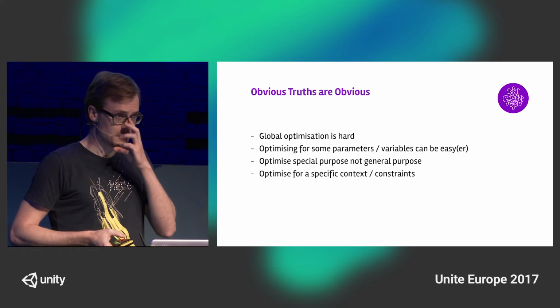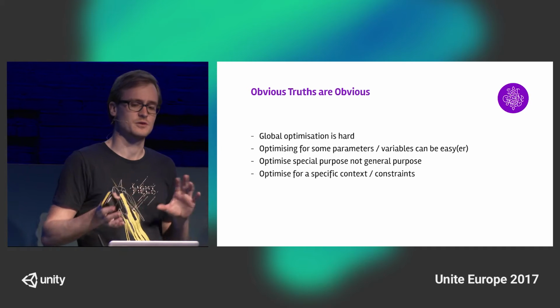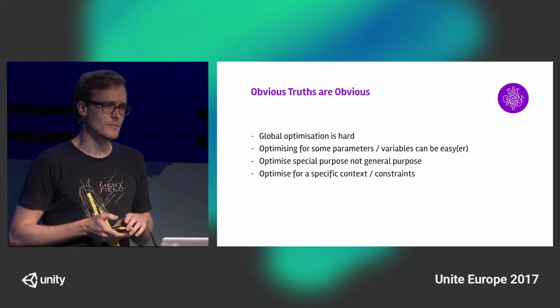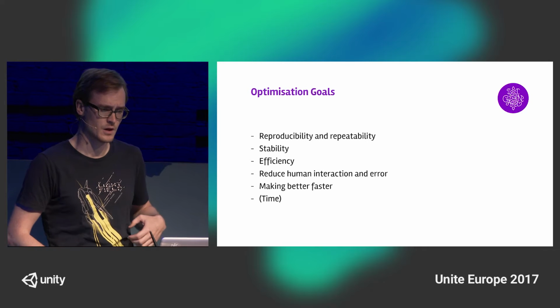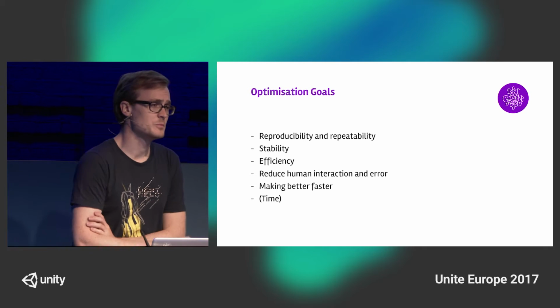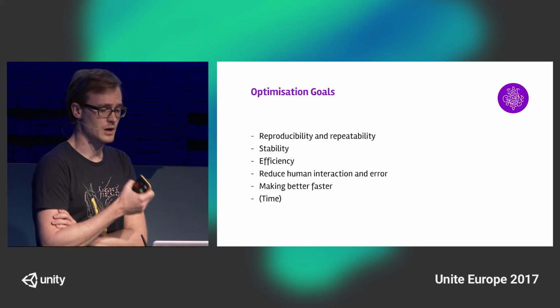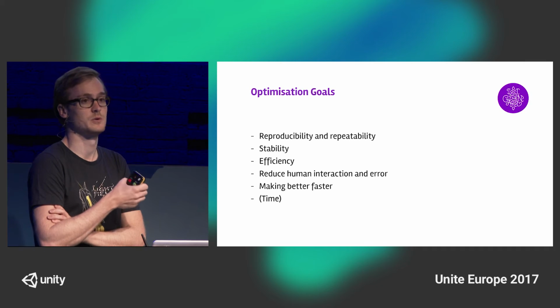And as I said, you have to optimize for your specific context and constraints, because the goals can be quite different between projects. For us, the main optimization goals in tools and pipelines, and pretty much in everything that we do, the most important one is reproducibility and repeatability.